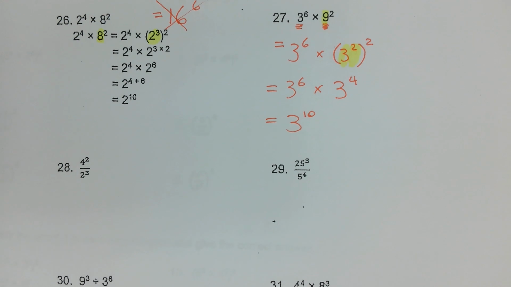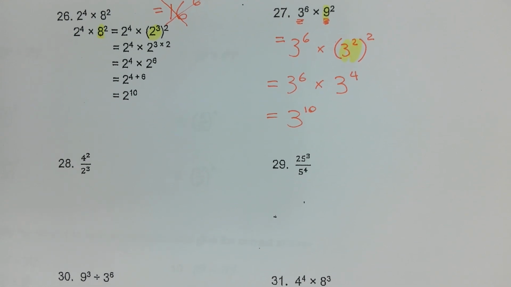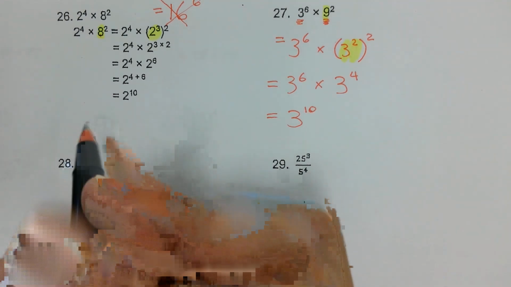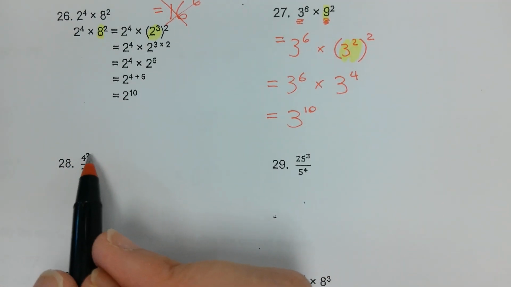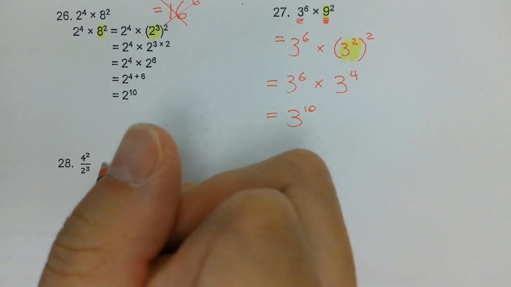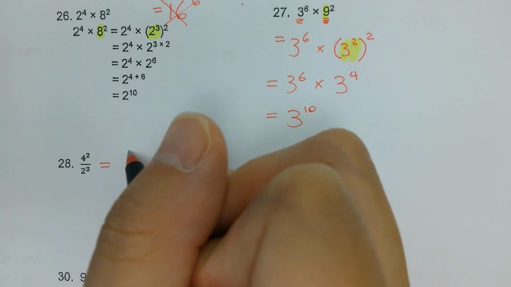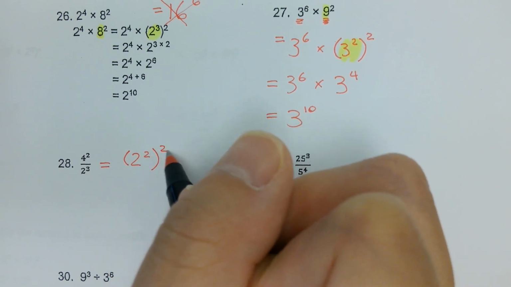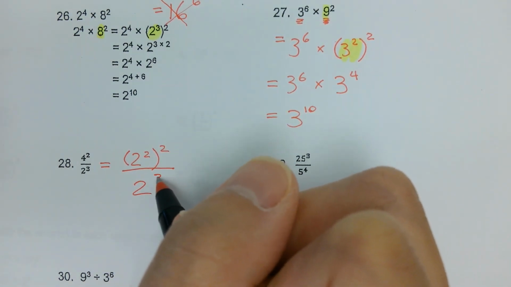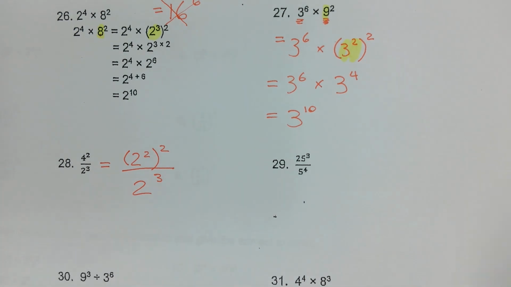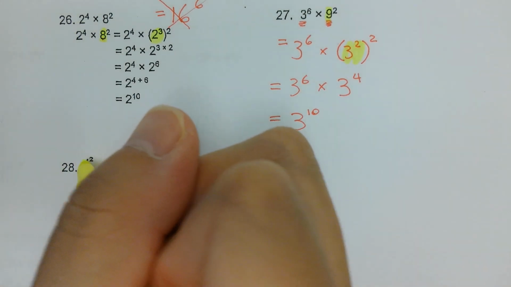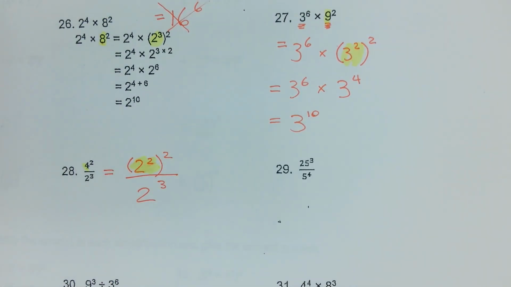Same thing, same idea with divisions. Division, the same thing. I have 4 to the power of 2 over 2 to the power of 3. I need the base to be the same. I need to force one of those bases to be the same. Which one did I change? Sean? I can change 4 to the power 2 to 2 to the power 2 to the power 2. Good. Right. Changed the 4 to this.